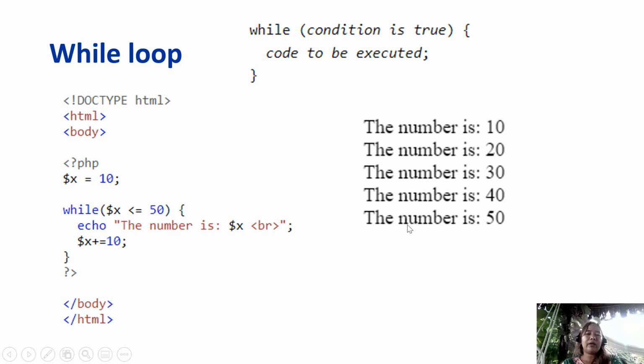So display the number is 50. Increase the value of x by 10, so it becomes 60. Is 60 less than or equal to 50? That makes it false. So that's the end of your while statement.